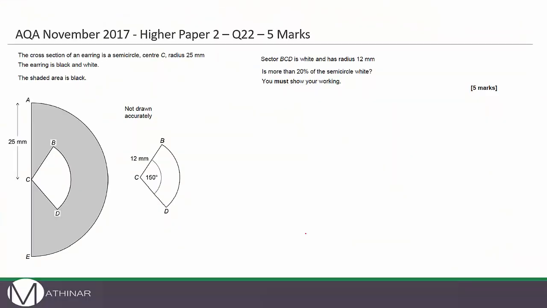So let's have a look at AQA November 2017 higher paper number 2 question 22, which is worth 5 marks. So the cross section of an earring is a semicircle, center C, radius 25. So that's the diagram on the left here. The earring is black and white, so the shaded area is the black part and then the white area is the white part. Sector BCD is white and has a radius of 12, so that's this diagram here. Is more than 20% of the semicircle white? So it's more than 20% of this white.